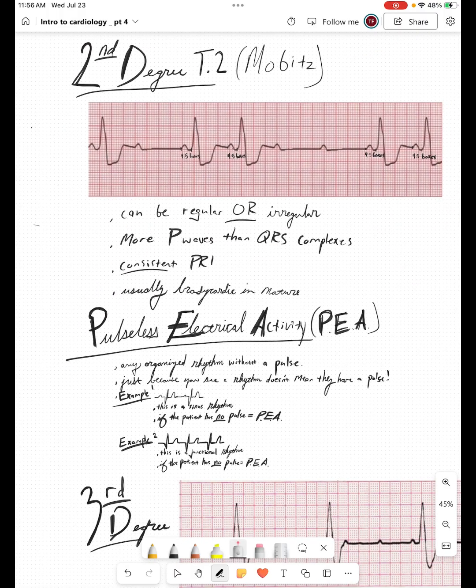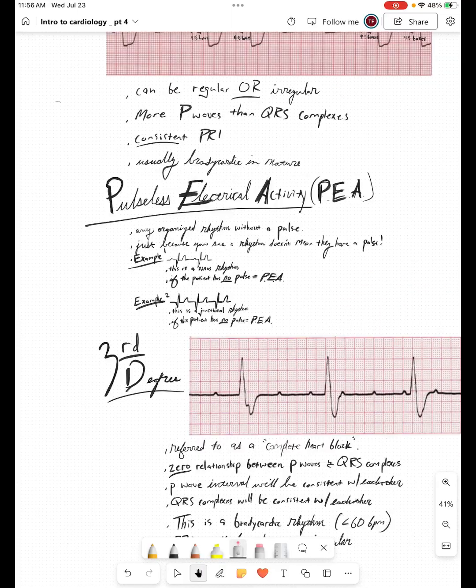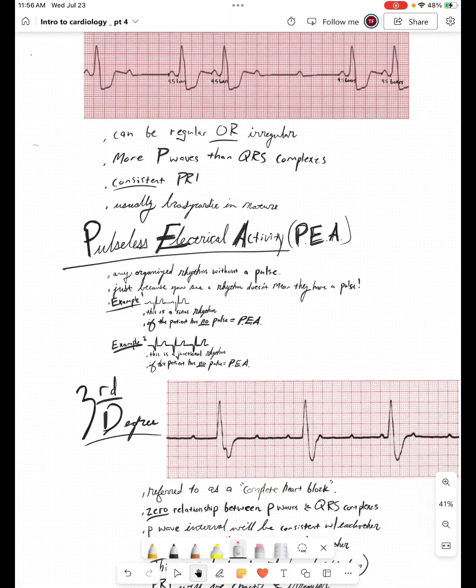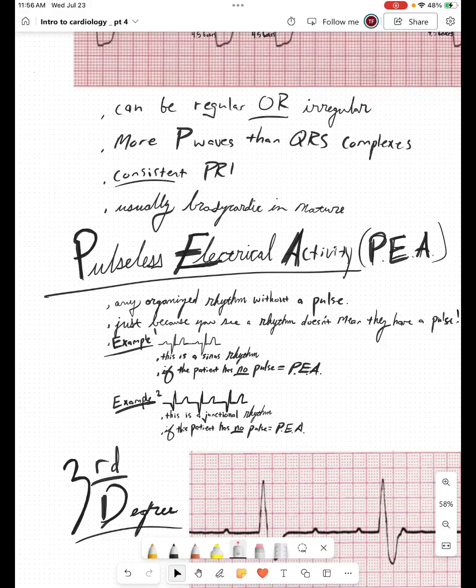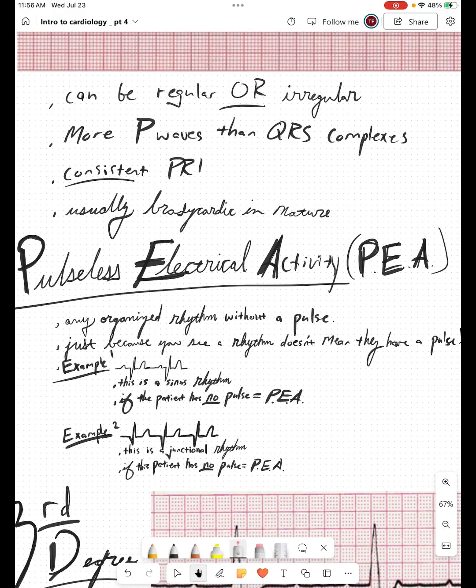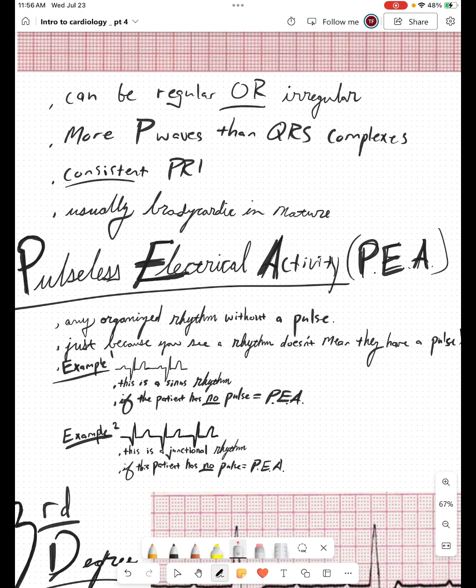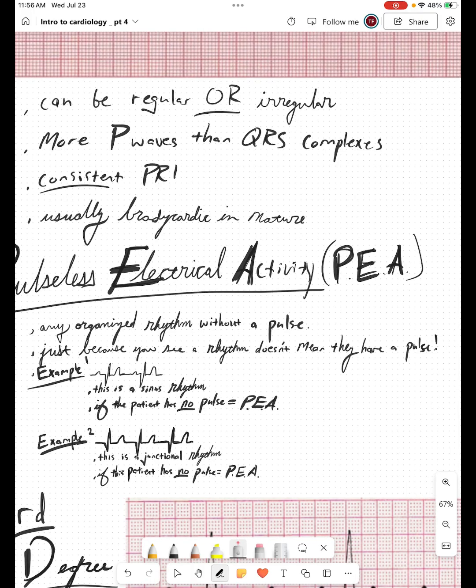Let's talk PEA really quick. You'd think I'd move on to third, but I did PEA first, so we'll get to third in a moment. But PEA is really pretty simple. It's any organized rhythm without a pulse. So just because you see a rhythm on the monitor does not mean that they actually have a pulse. You need to physically touch a pulse point, and do you have one or do you not? If you do not, amidst a structured electrical stimulus on that ECG, that's PEA.